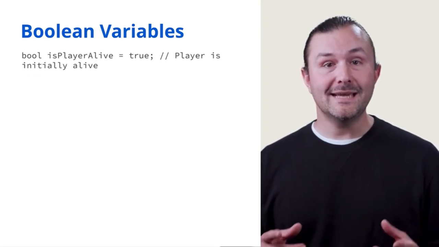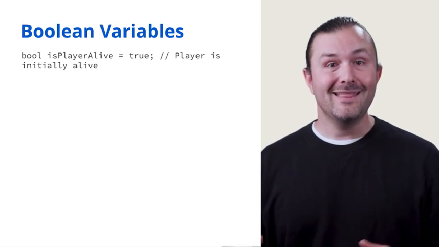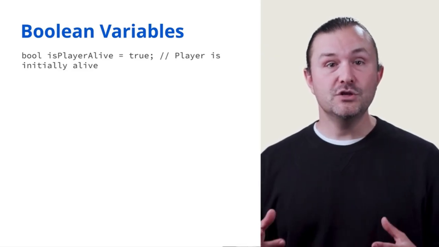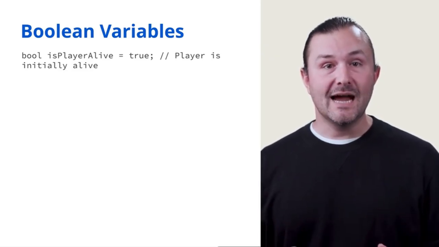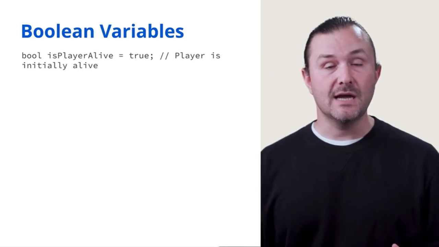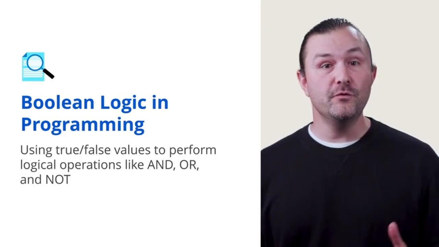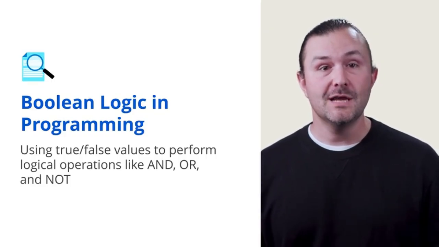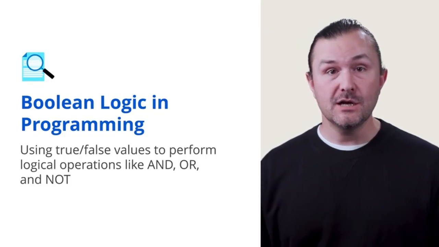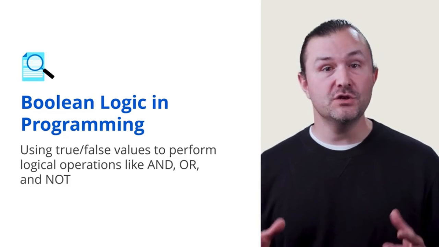Imagine you're developing a video game and need to track whether a player is alive or not. A Boolean variable could indicate whether the player is alive. To do this, we write bool to indicate it is a Boolean variable, then isPlayerAlive, which is the variable's name. We assign the value of true using the equal sign and writing true. Boolean logic in programming uses true-false values to perform logical operations like and, or, and not, which are crucial for making decisions in your program.